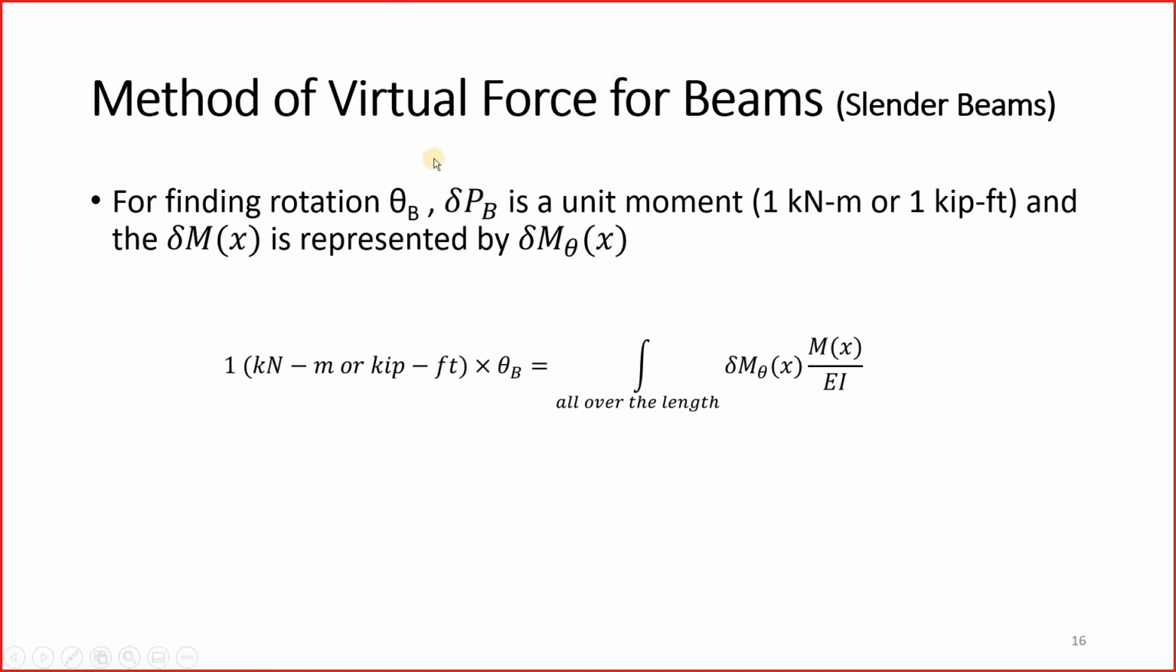And for finding rotation at some point, let's say point B, delta P_B, this is just the point where you apply the unit virtual load. In this case it would be a unit moment, 1 kilonewton meter or 1 kip foot, and delta M as a function of x is represented by delta M_theta(x), just to tell that this is due to the application of a unit moment. So it's the same formula with just a different representation. This is theta B, distinguished from the previous symbol, equal to the integral of delta M_theta(x) times M(x) over EI.